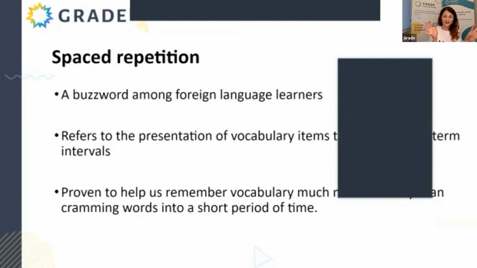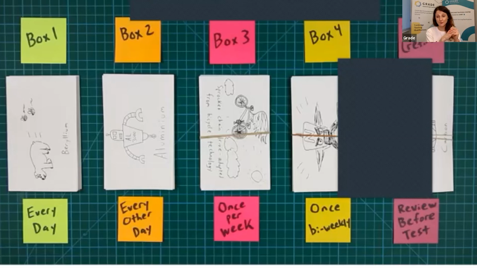Spaced repetition. We cannot just learn a topic and then forget about it till the end of the semester. We need to come back to it in certain periods of time. That's an example of how you can work with vocab boxes, and what you can revise either every day, every other day, once a week, once every second week, and to review before the test. The box approach, that's what you can Google: vocabulary boxes, spaced repetition, and you can find very interesting ideas there.